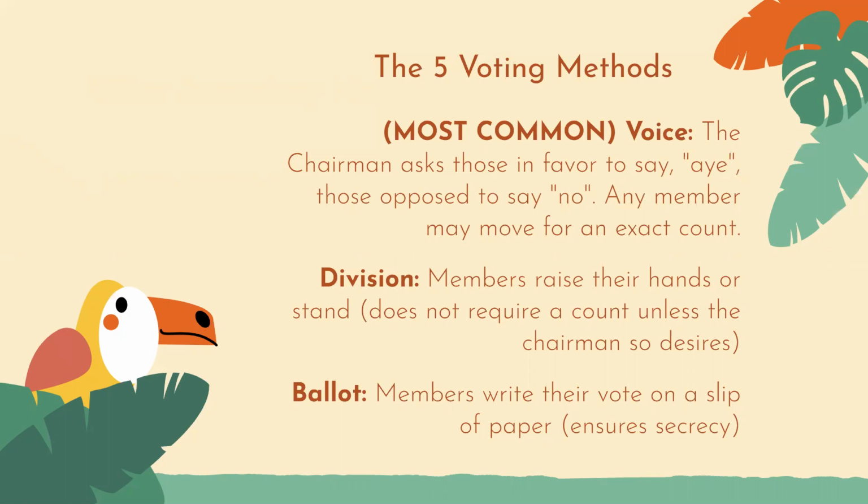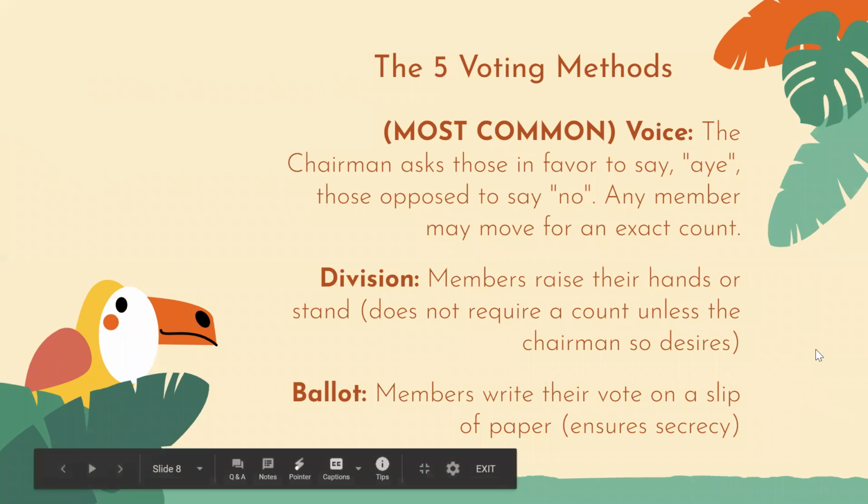So if in your voice vote, any member thinks it was pretty balanced ayes, pretty balanced nays, there's not really a defined concrete line as to whether or not the motion passed via voting. A member can yell division or move for an exact count. Again, as you'll see there, it does not require a count unless the chairperson desires.